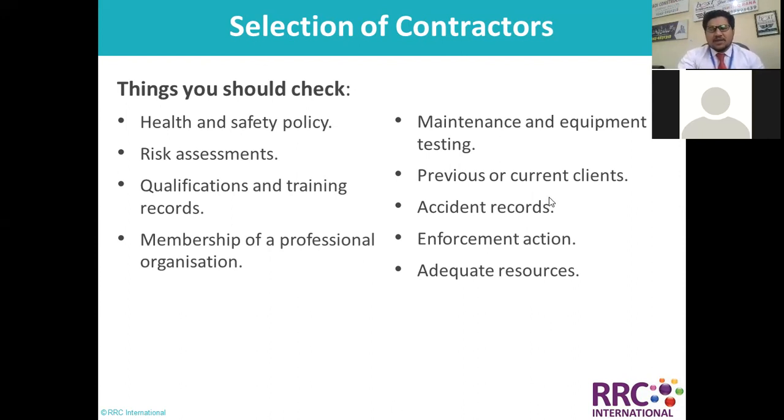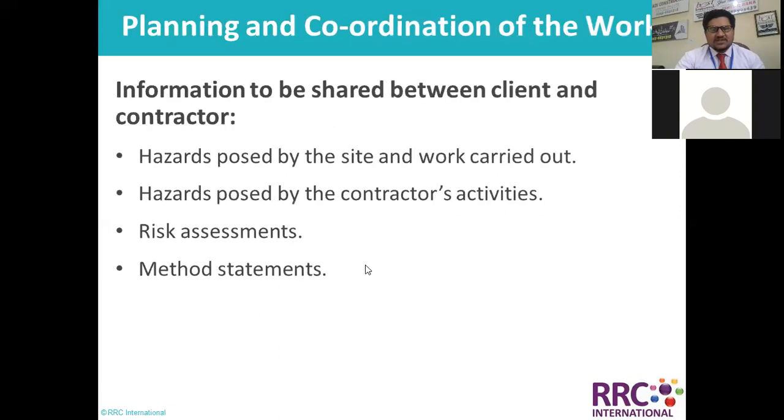So for maintenance and equipment testing, with previous or current clients, we can verify accident records, enforcement action, adequate resources. Double check they are solid enough and have adequate resources to meet your project requirements. That is why sometimes we get an insurance check even from the contractor, just to make sure that if anything goes wrong, you can still recover some money from my side. So it's project to project, sensitivities are there.